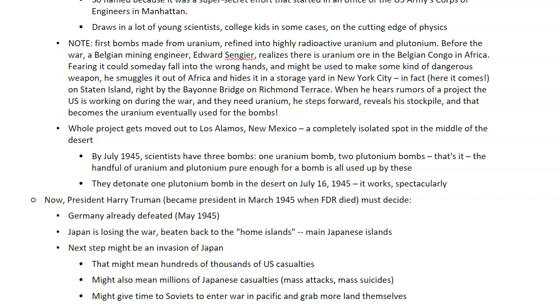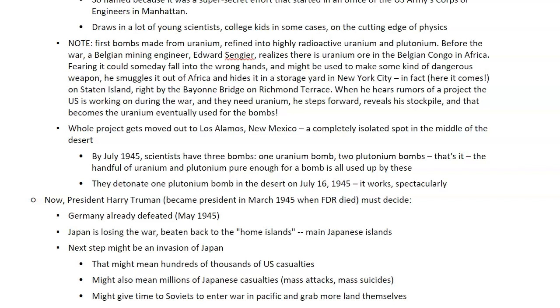Okay. By July 1945, the scientists have 3 bombs. They built 3 of them. 1 uranium and 2 plutonium. If we ever have time, I'll do the physics of how these work. They work 2 different ways, but anyway, they've used up all the uranium and plutonium they have just to make these bombs. They don't have much of it. And the uranium ore that I just talked about, you needed to go through thousands of tons of it to come up with a handful of usable uranium. Anyway, by 1945, they've got 3 bombs.